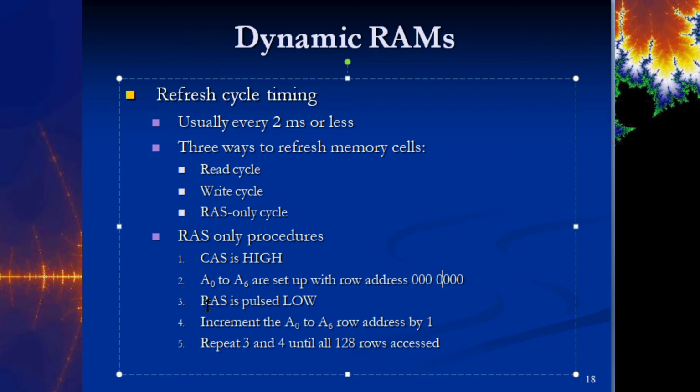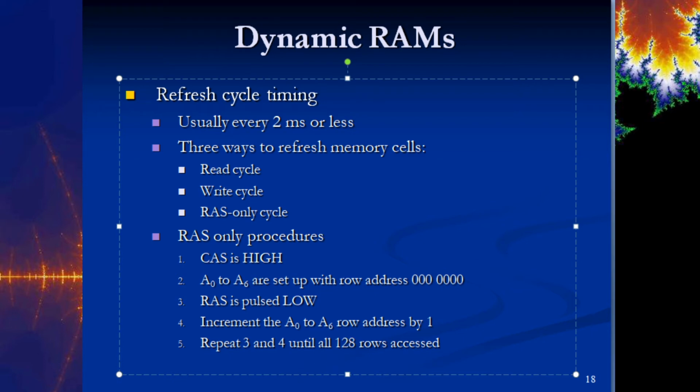Then the row address strobe is pulsed low. We increment the address again by 1, and we go to that memory location and pulse low. And then we go to the next memory location and we pulse low. And this happens over and over and over. In this case, we're talking about one with 128 rows. So it says repeat 3 and 4 until all 128 rows have been accessed.